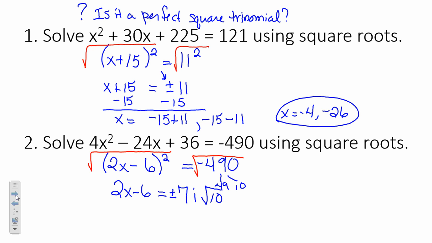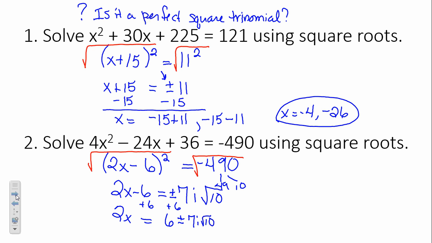What's the last step going to be? Oh, 2 steps. Get x by itself. So when we get the x by itself, it's got 2x hanging out with a negative 6. What's the first thing we do? Add 6. Excellent. So we'll have 2x equals 6 plus or minus that 7i square roots of 10. Okay. Now what? Divide by 2.